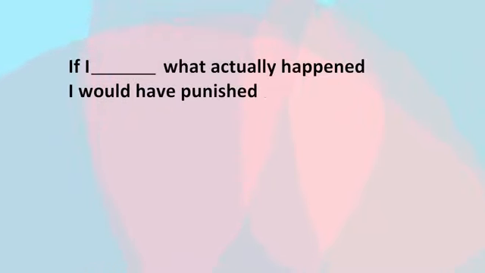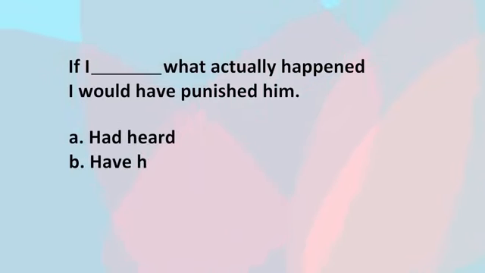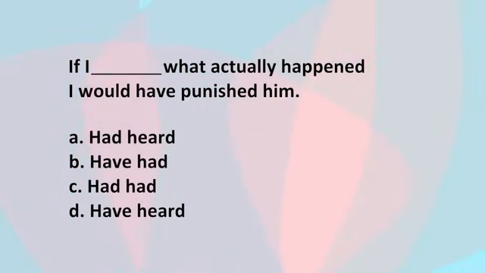Now let's look at the options that we have here. If I dash what actually happened, I would have punished him. What are the options that we have? A, we have had heard. B, we have had. C, we have had. And D, we have heard.